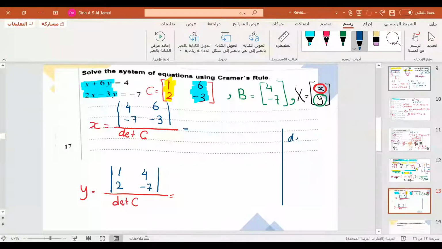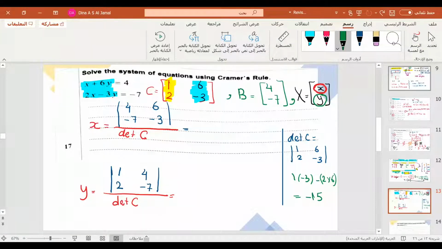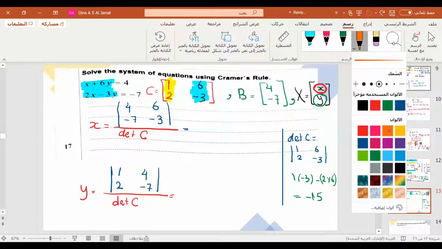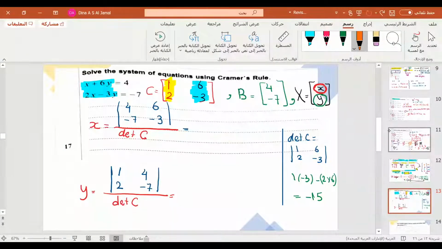So what is our determinant of C? Which is 1, 6, 2, -3. You will be multiplying 1 by -3 minus 2 by 6. And this will be giving you directly... Yes, please calculate it and take time to calculate it. It is easy. Yes, it is -15. So please pause and solve. Then you will be putting this in the denominator of this one and this one.